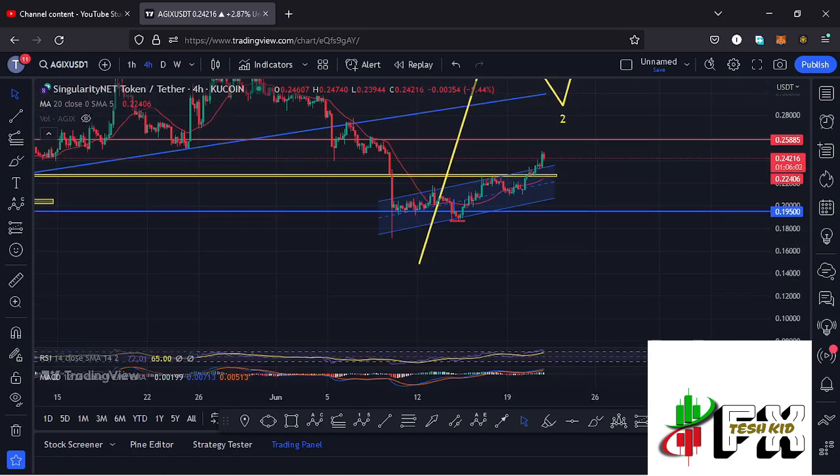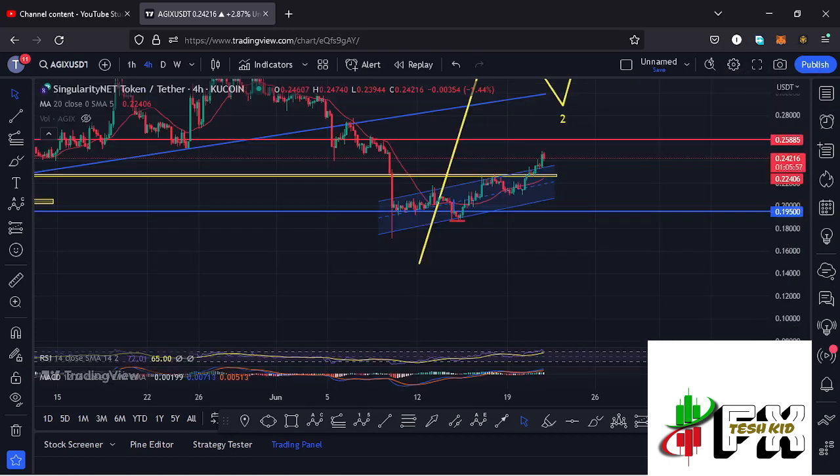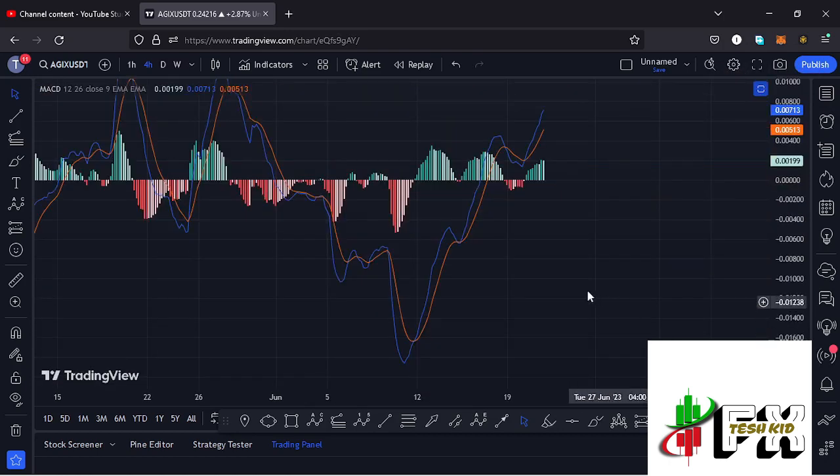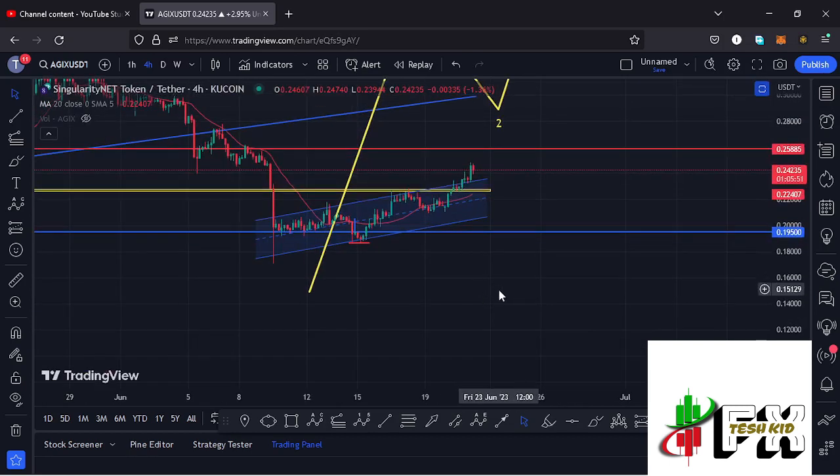On the indicators, on the RSI, we are trading at around the 72 mark. On the MACD, we have been able to print a bullish cross, fully supporting higher prices. So let's be patient and see how that plays out, and I'll be keeping you updated.